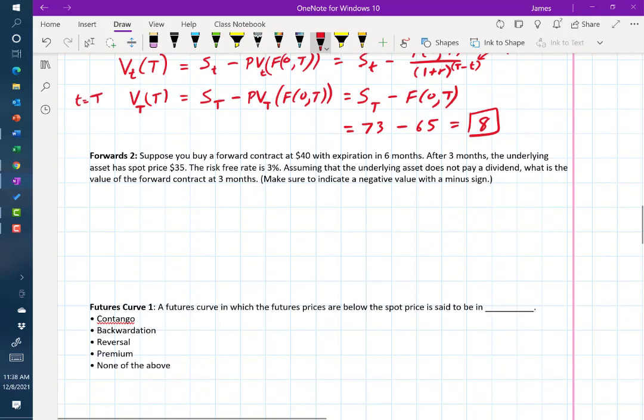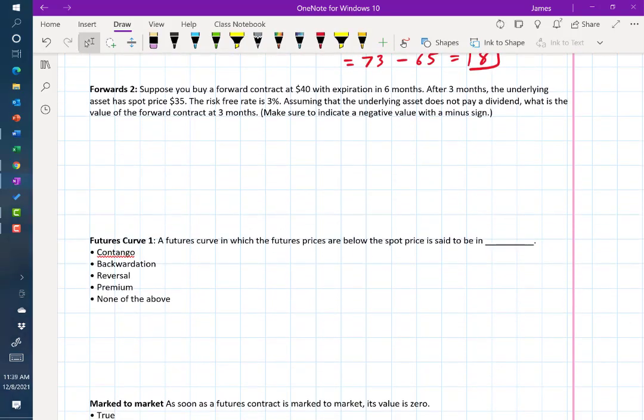Okay. Let's do some others on forward. So forwards and futures, there's some conceptual stuff, but there's also calculations that you can do. So be prepared for these basic calculations and know the formulas.